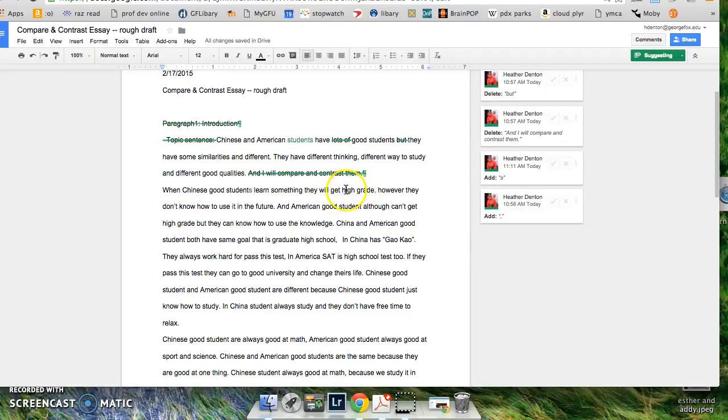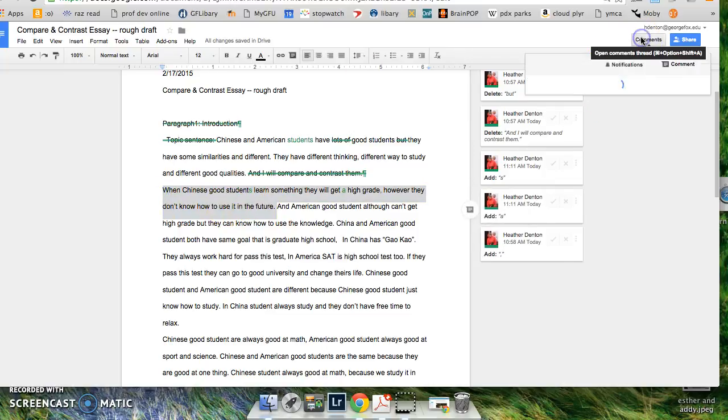they will get high grade. They will get a high grade. They might get a high grade. We've got a number of tense things going on here, verb tense. So when Chinese students learn something, that's present tense, they will get a high grade, and I need to put it into future tense. However, they don't know, and then now we're back into the present tense, how to use it in the future. This creates a bit of confusion, and I think the reader has to kind of interpret what you're saying here. And it's not too hard, but you definitely need to fix your verb tenses in this situation.